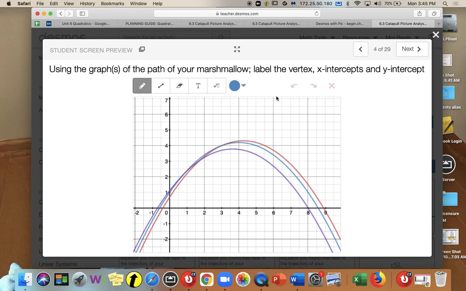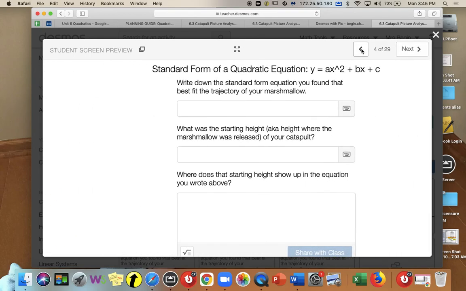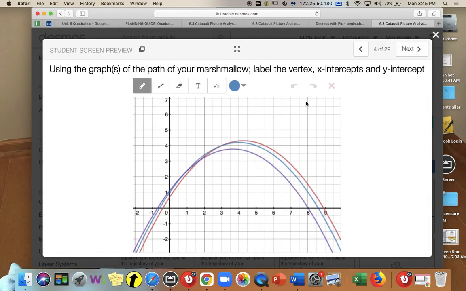So here they are. Oh, let's label. So the vertex is the highest point, and I wonder why my marshmallows didn't show up. Okay, so my marshmallows should have showed up, but they didn't. So let's take a look at the vertex. The highest point was somewhere right around here. So that's my vertex. And then my y-intercept is right here.